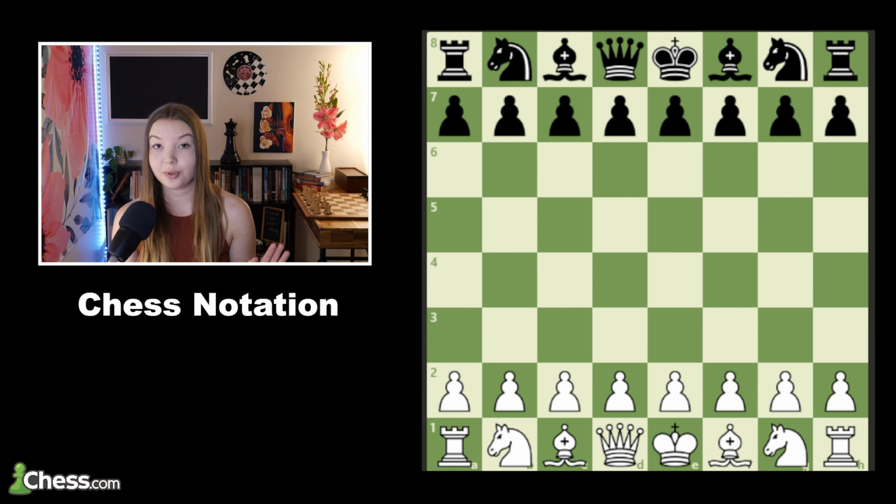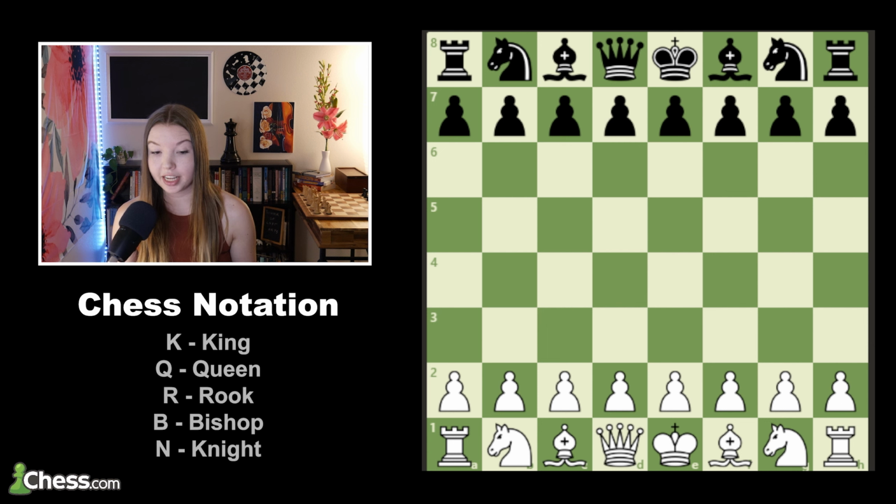But let's get right into it. Notation generally has two parts for each move, the piece that moved and the square that that piece moved to. The pieces are abbreviated with uppercase letters, so K for king, Q for queen, R for rook, B for bishop, and N for knight because K was already used for king. And then for pawn moves, you just write the name of the square that that pawn went to, and that will indicate that it was a pawn move.